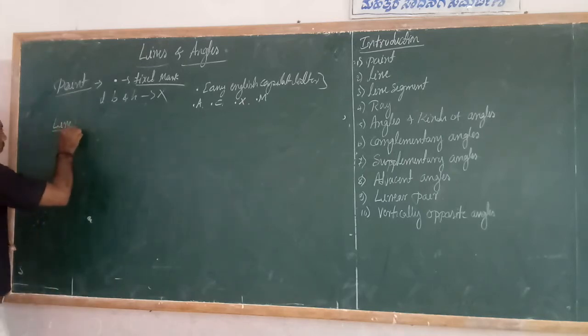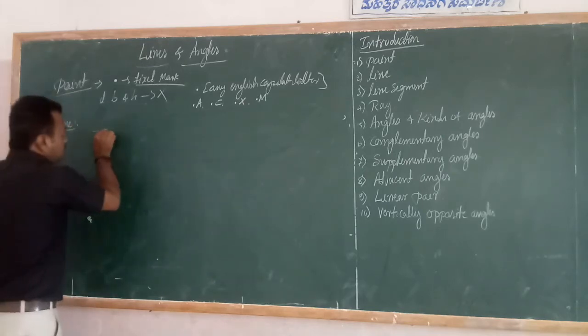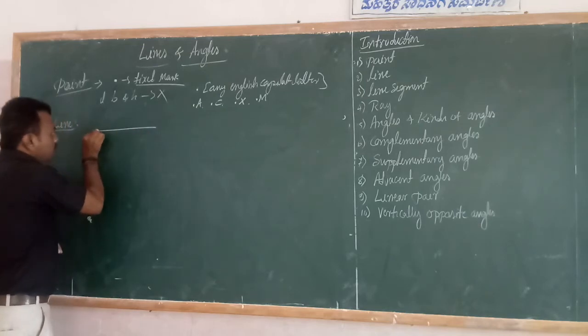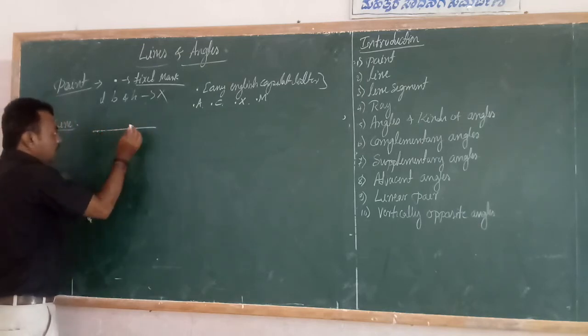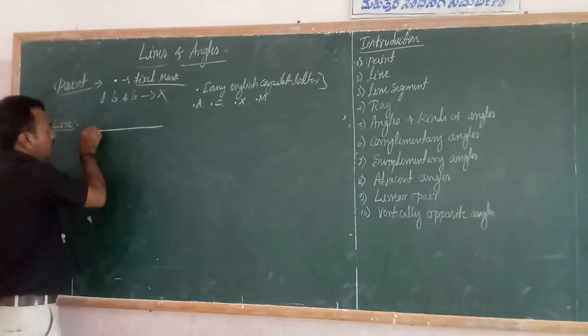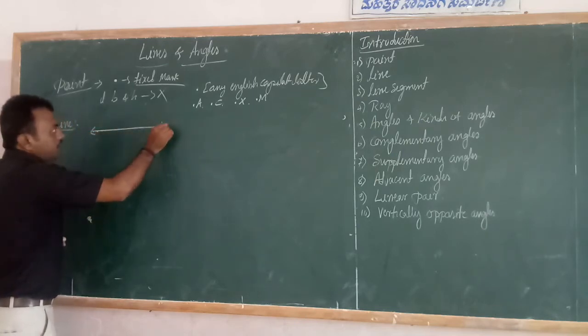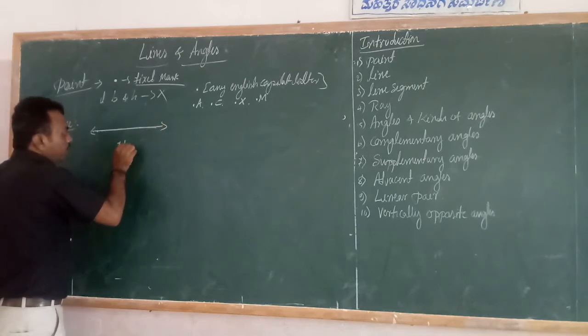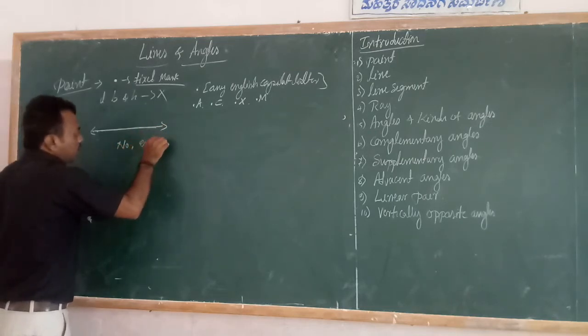A line is a collection of points. See, these are the points; these are the collection of all points. If you make a line, it has no end points on both sides.